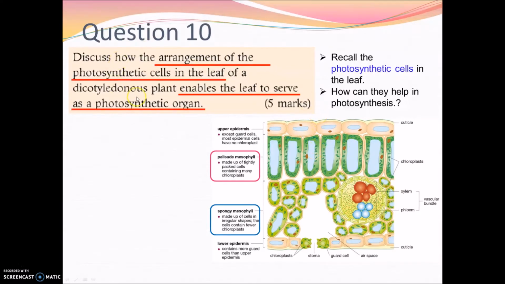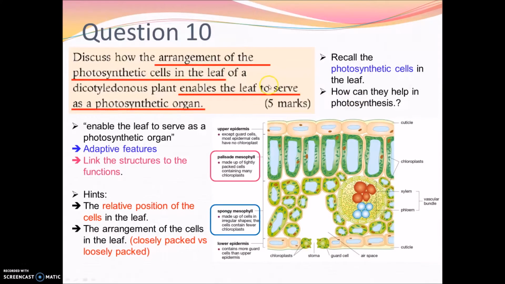Okay, so we go back to the question. First of all, we need to recall the photosynthetic cells. That means the palisade mesophyll cells and also the spongy mesophyll cells. But the focus would be how they can help in photosynthesis. According to the question, especially the second part, enabling the leaf to serve as a photosynthetic organ, we also need to talk about the arrangement.